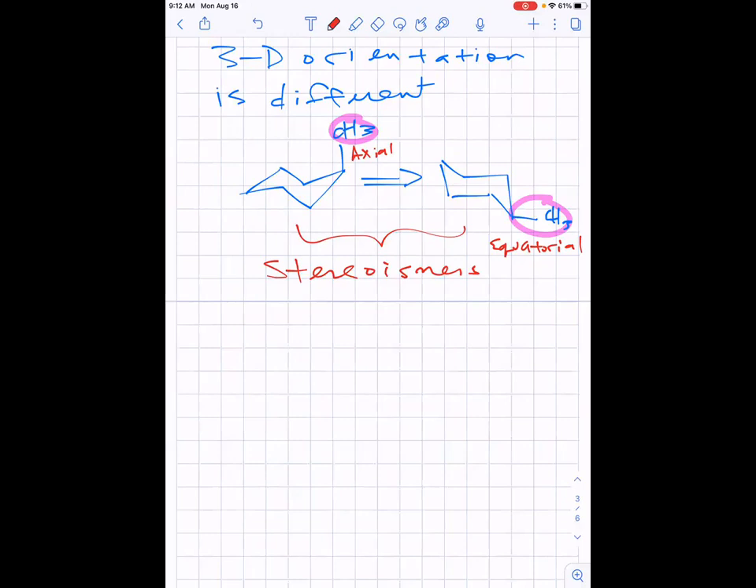All right, so how does that lead into what we're going to be talking about for the next week or so, dealing with chirality? So now let me segue into that.